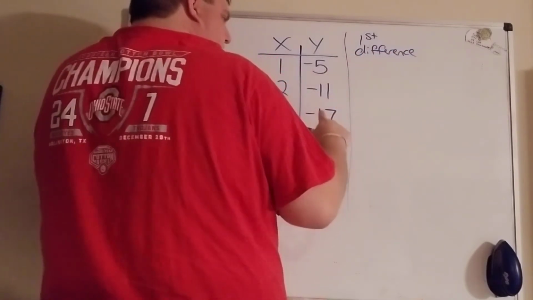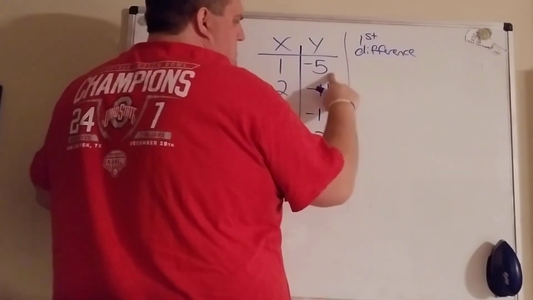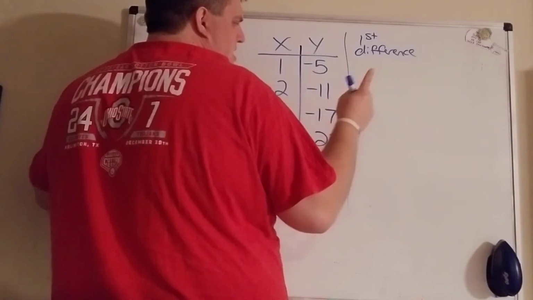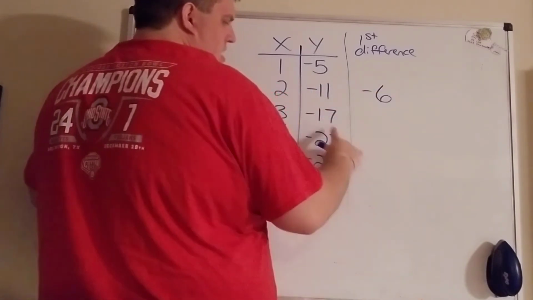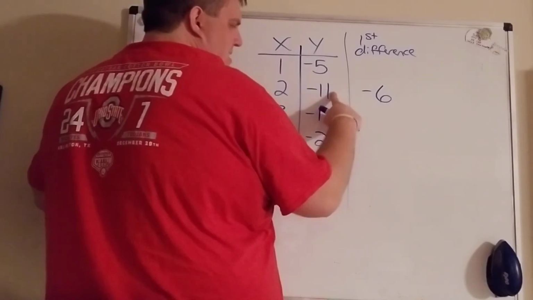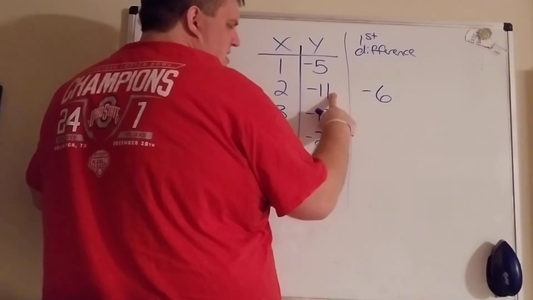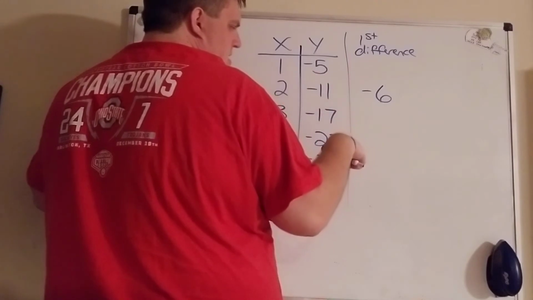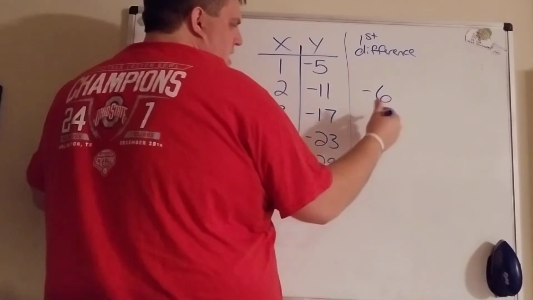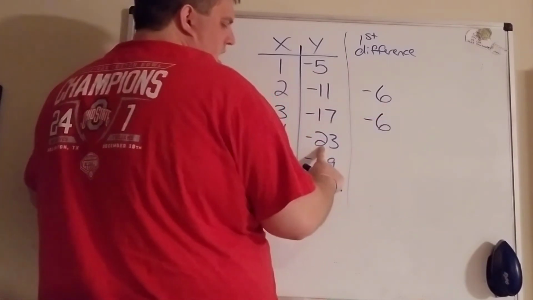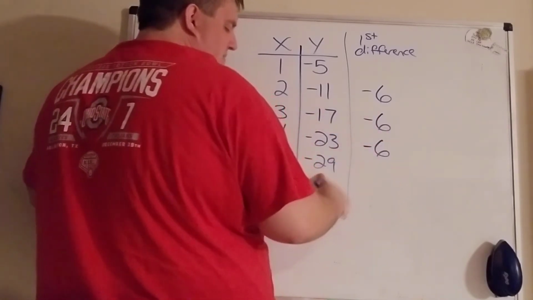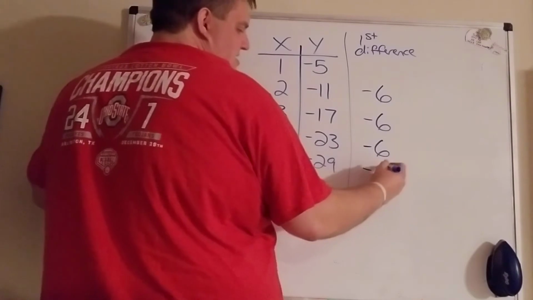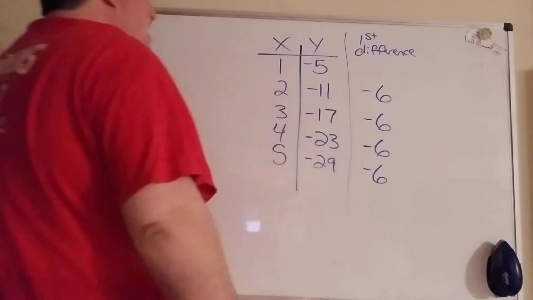And what's interesting here, so -11 minus -5 is going to be -6. -17 minus -11, bam, bam, is going to be -6. -23 minus -17 is going to be -6. -29 minus -23 is also -6. See, I learned my lesson.